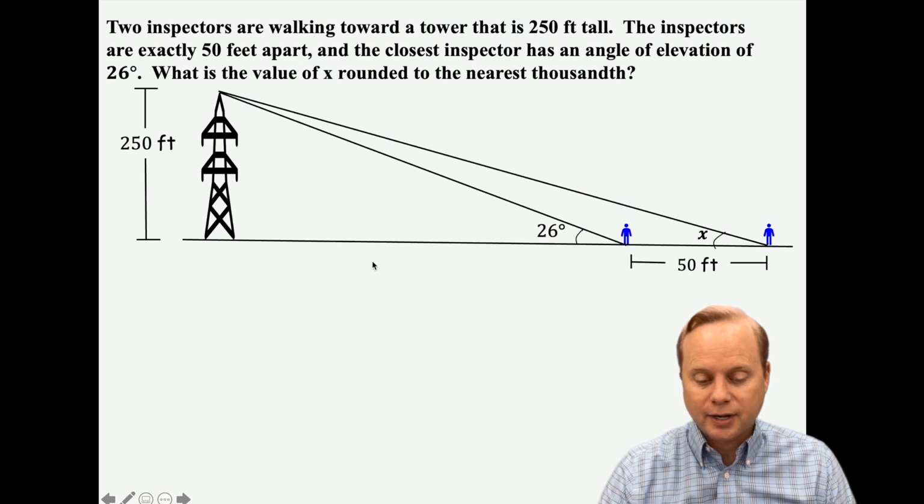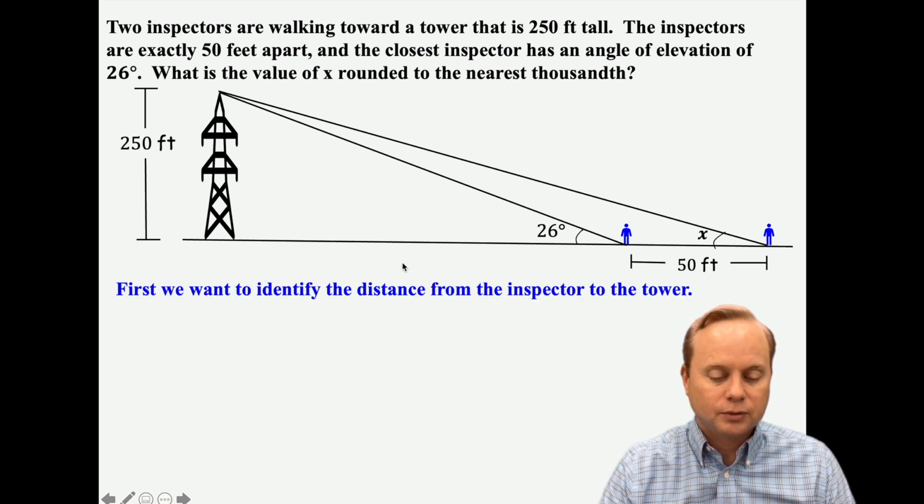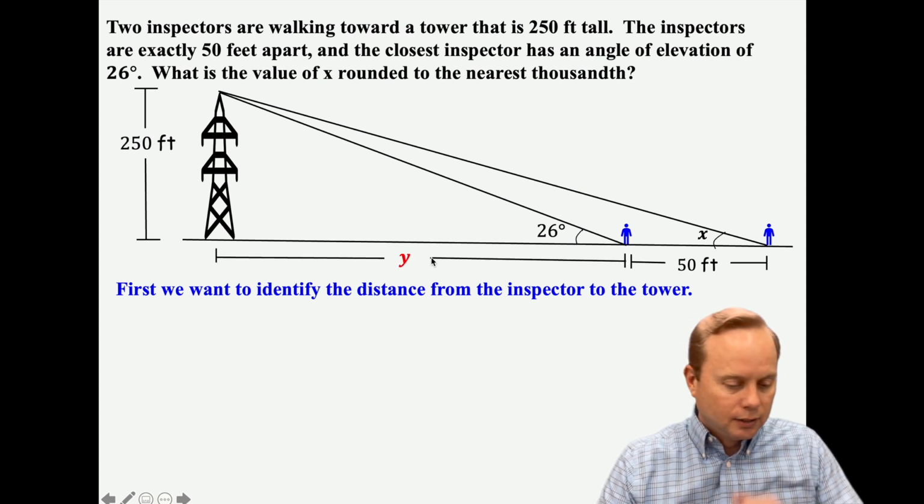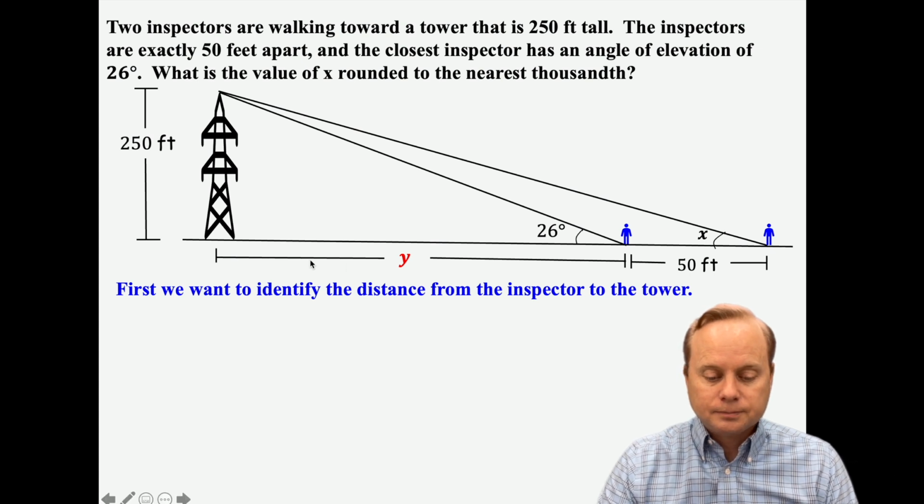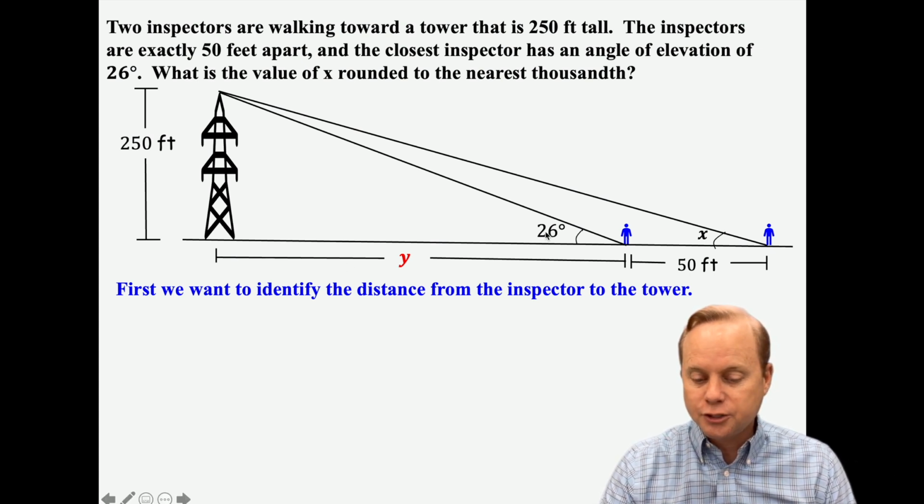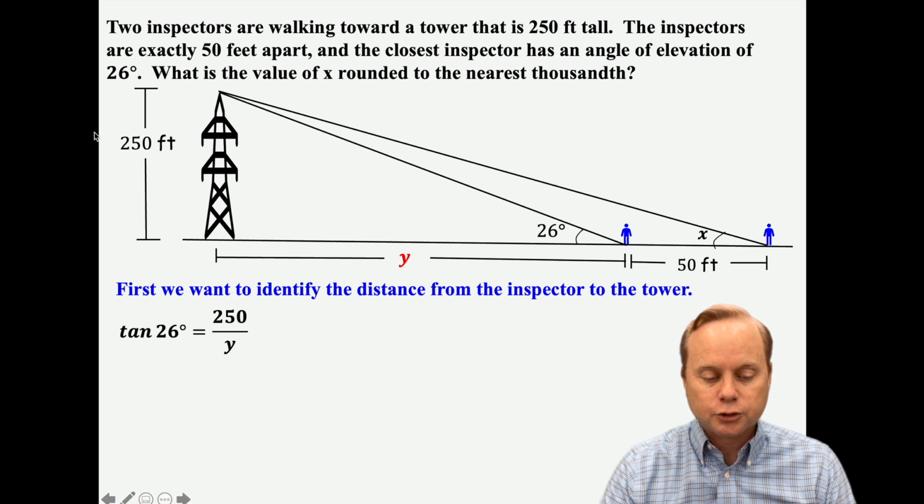side length is, right? If this were x, well, we have an x already, so I can't call it x. Let's call it y. For this y, I can use this and I can go, okay, this is tangent, right? Opposite divided by the adjacent. So tangent 26 is equal to 250 divided by y. Okay, and we can solve that one. That's just like the one that we were just doing.